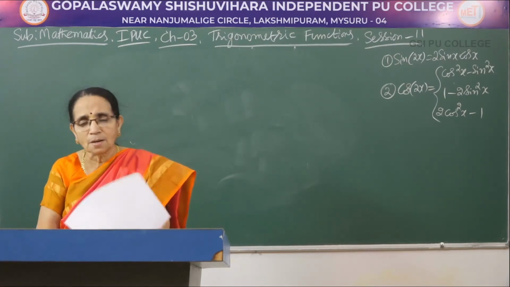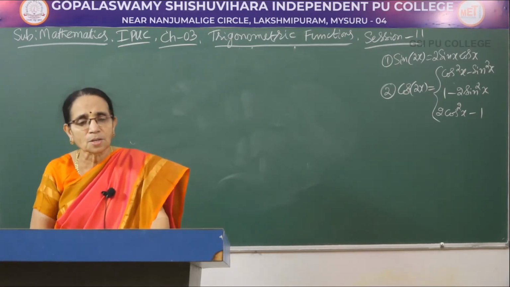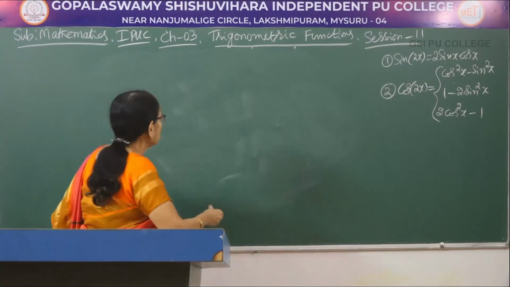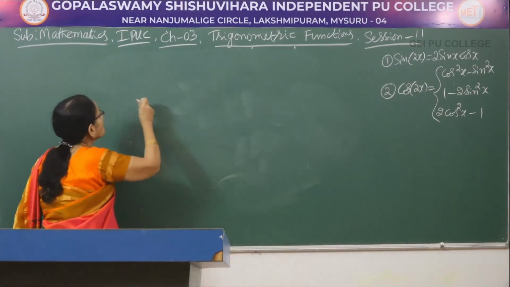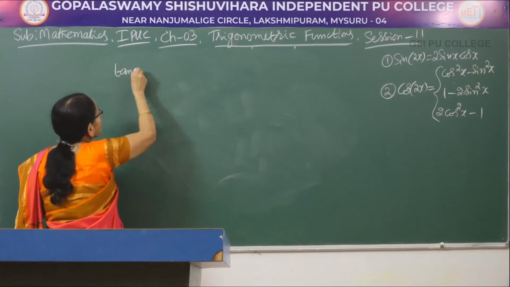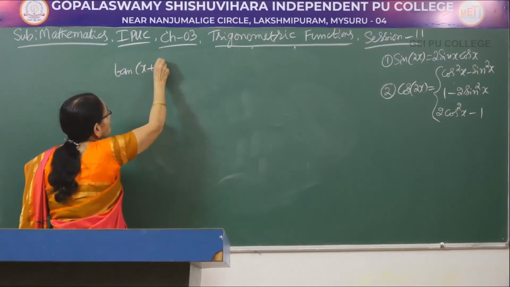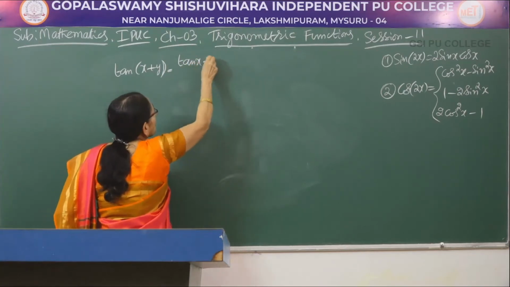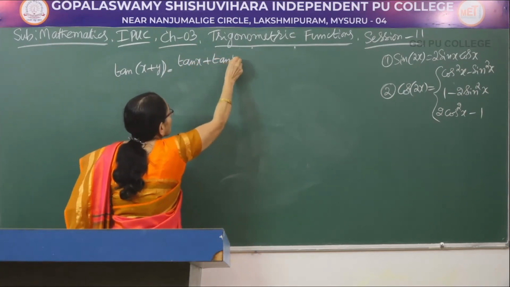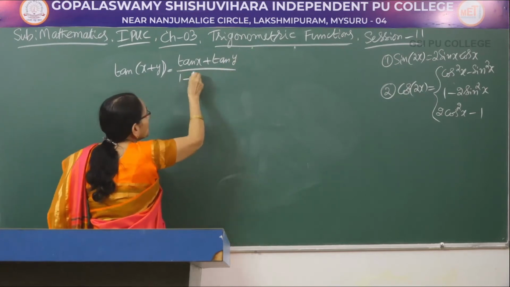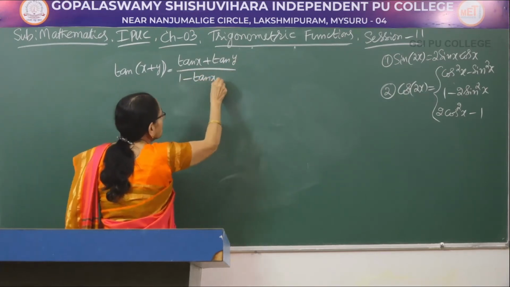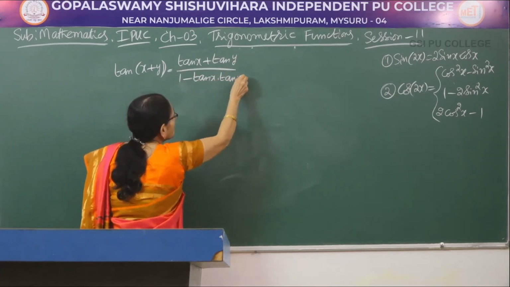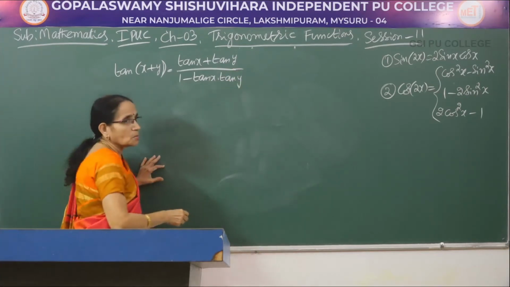Now, let me move on to the next one. After sine and cos, which has to be taken into consideration? The tangent. So, the third formula is tan of x plus y. First let me write the formula: tan x plus tan y divided by 1 minus tan x into tan y.